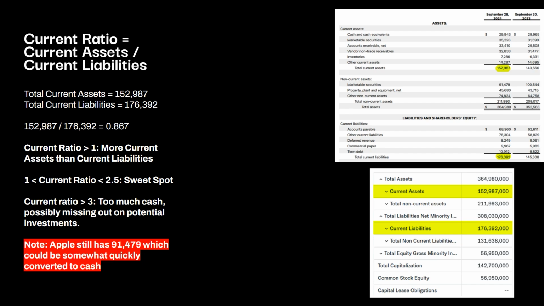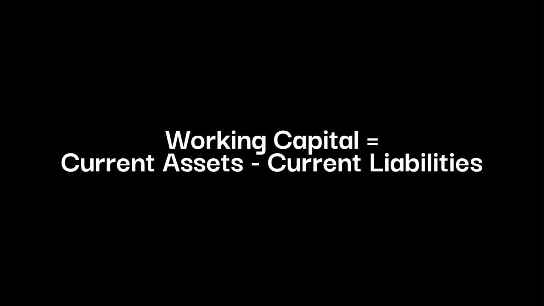So you can see that Apple has more current liabilities than assets, but also to mention over here, we have non-current assets of the marketable securities, which is 91,479, which can still somewhat be converted to cash pretty easily. And just showing you how we get these numbers over here with Yahoo.